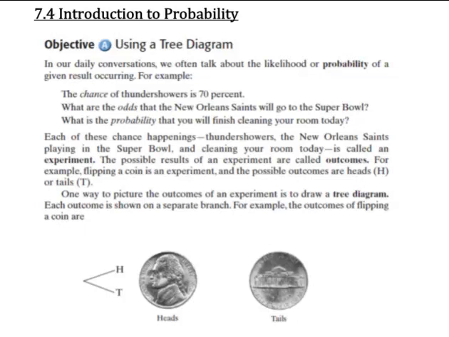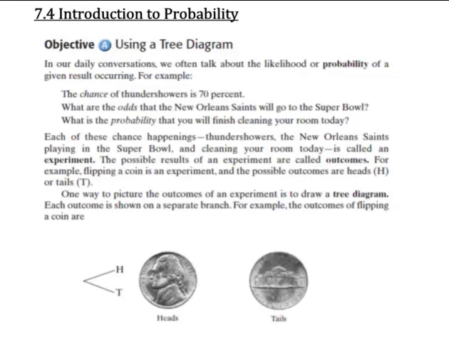What are the odds that the New Orleans Saints will go to the Super Bowl? What is the probability that you will finish cleaning your room today? It says each of these happenings, thunder showers, the New Orleans Saints playing the Super Bowl, cleaning your room today, is called an experiment. And the possible results of an experiment are what we call outcomes. For example, if we flip a coin, that's an experiment. And the possible outcomes are either heads or tails. If you flip a coin, you're either going to land on heads or you're going to land on tails.